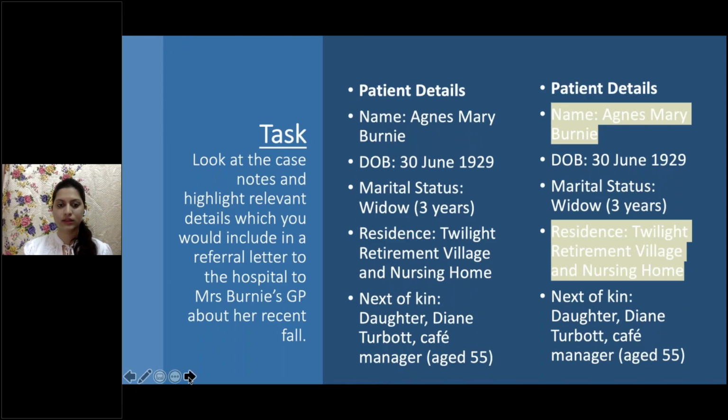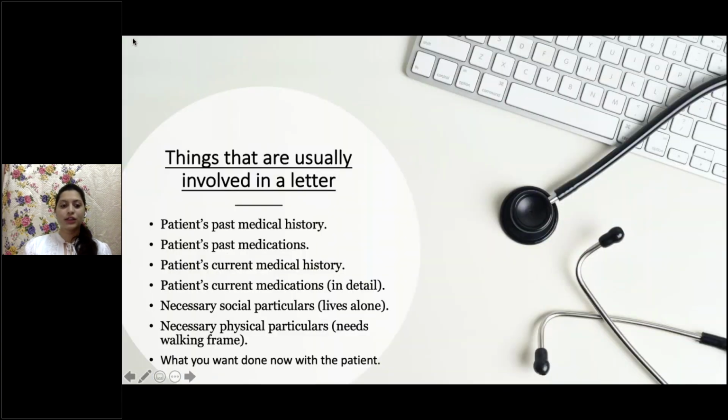All right. Here are things that are usually involved in a letter. I'm just giving you a rough format, but you don't have to strictly stick to this. Please don't consider this a hard and fast rule, because there are a lot of letters where they won't have mentioned, say, past medications or past history. They would have directly mentioned only the current history. What you usually include is the patient's past medical history and then the medications. And don't try to make each one of these a paragraph. Again, this is just a rough format as to how you can go about a letter.